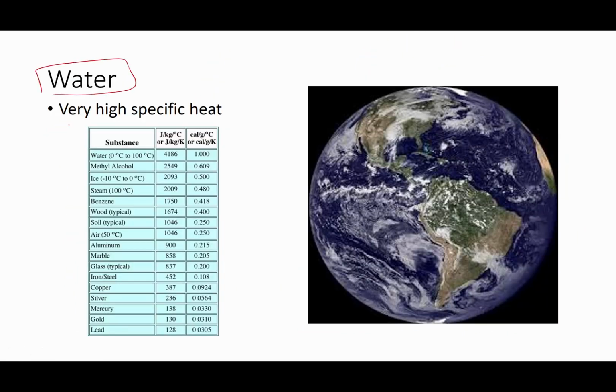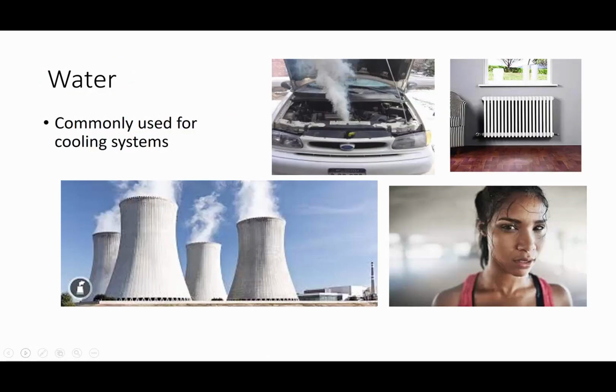Water has a crazy high specific heat. For the chart that I showed you earlier, water has the highest specific heat on the chart, over 4,000 joules per kilogram degree Celsius. And the vast majority of planet Earth is covered in water, and that has a huge effect on things like cooling and climate. So we use water because of this high specific heat for cooling systems.